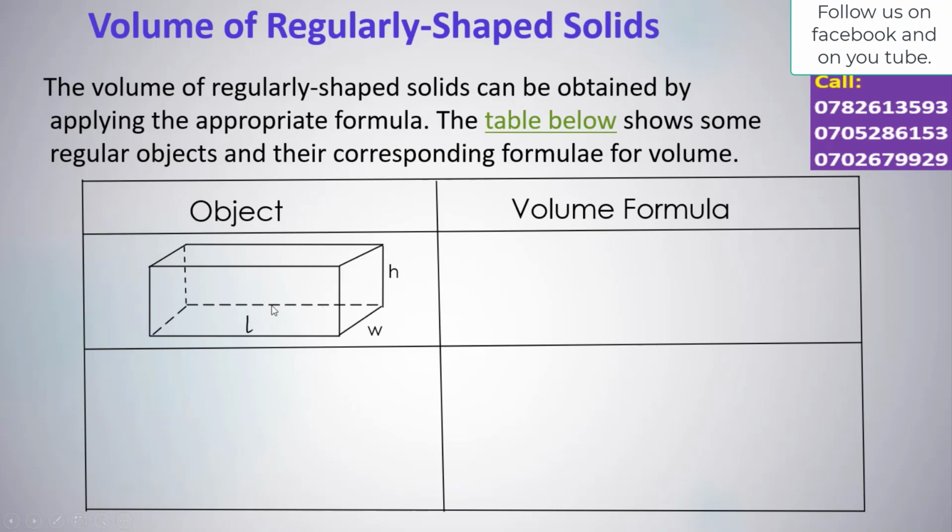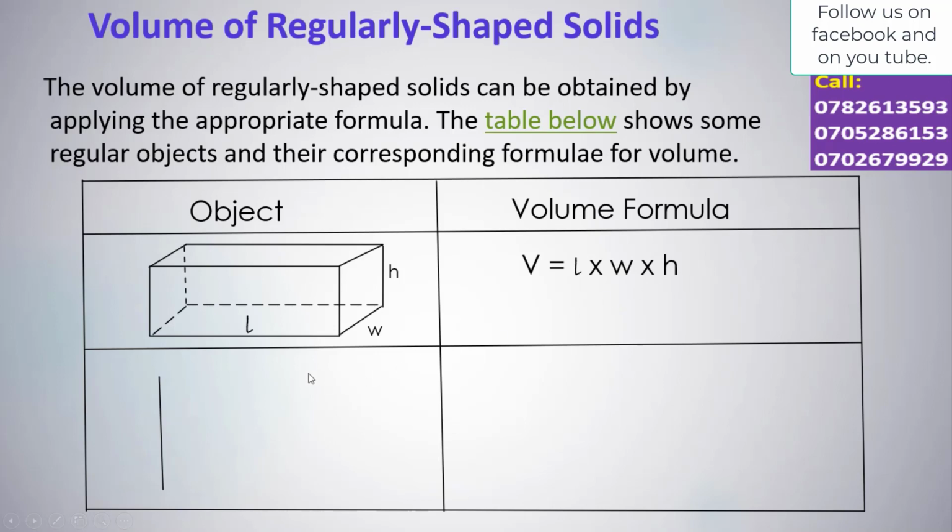So how do you get the formula? How do you find the volume of this box here? The formula is L, the length, times W, that is the width, and times the height H. So simply L times W times H, which is length times width times height.